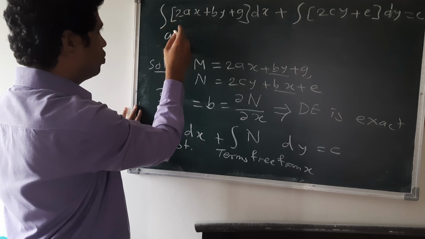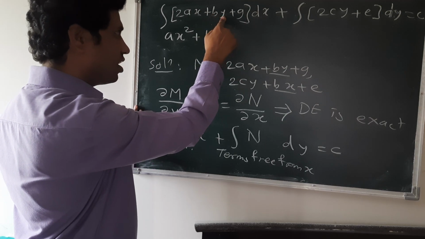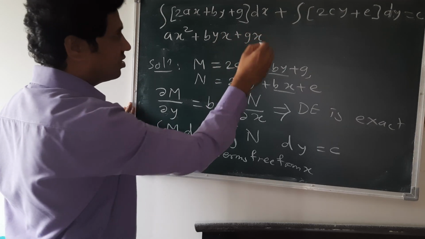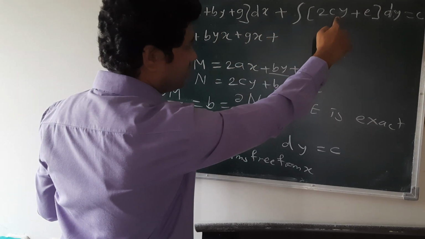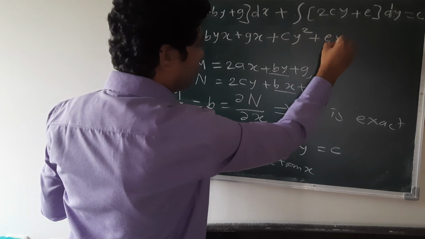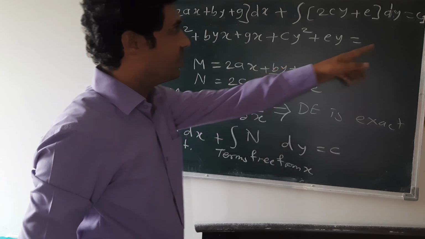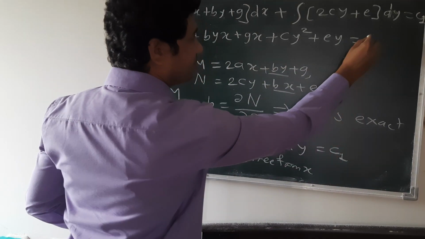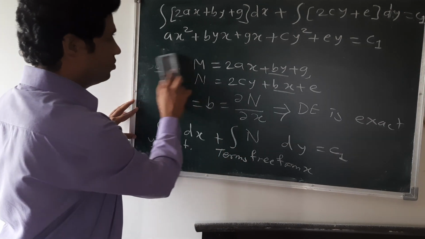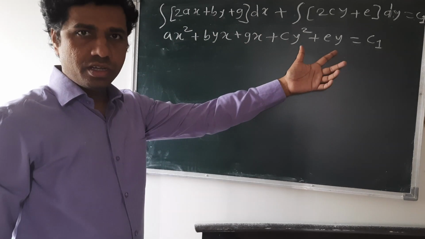This is ax²/2 into 2, so it is ax² plus, b and y both are constants here, byx plus zx plus this is 2cy²/2, so cy² plus ey equal to, I should write here c1 because c is already there, so constant of integration let us write as c1. This is general solution of given differential equation.